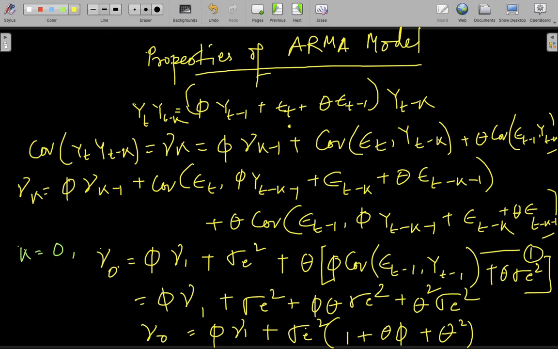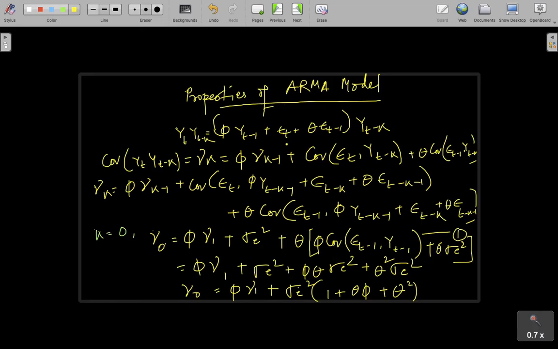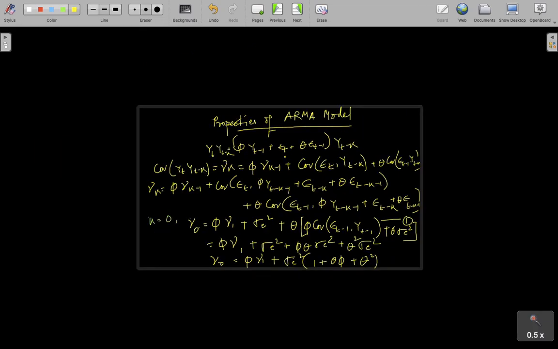Now, if I replace k equal to 1, I will actually get the value of gamma 1, okay? So let's see if it is possible to do here. We probably can do here. So what I'm going to do is replace k equal to 1.